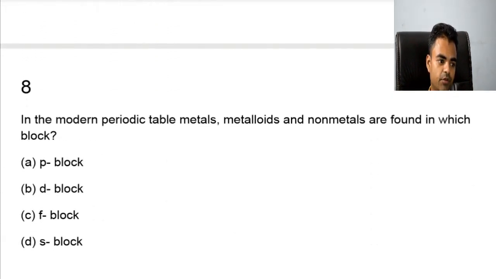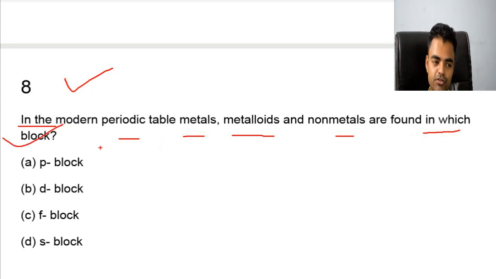Now let's come to question number 8. This is also an important question, let me tell you frankly. In the modern periodic table, metals, metalloids and non-metals are found in which block? For this you must understand the modern periodic table of chemistry. There are many blocks: P block, F block, D block, S block.